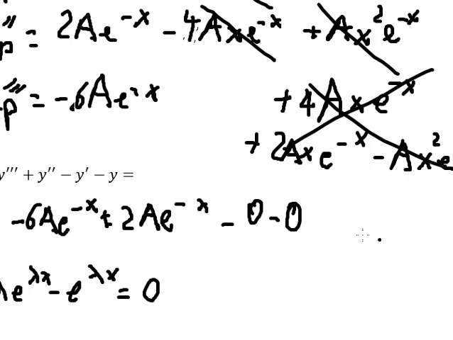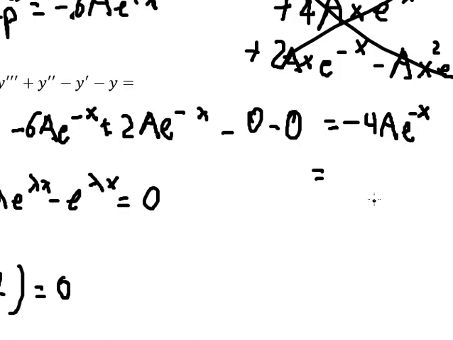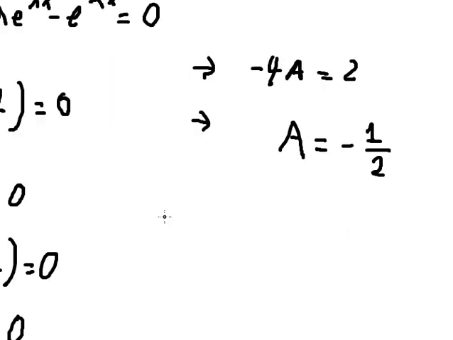And now we simplify and you get negative 4a e to the power of negative s. And this one equals this one. So negative 4a equals 2. So this one we have a equals negative 1/2. We put negative 1/2 back in here.